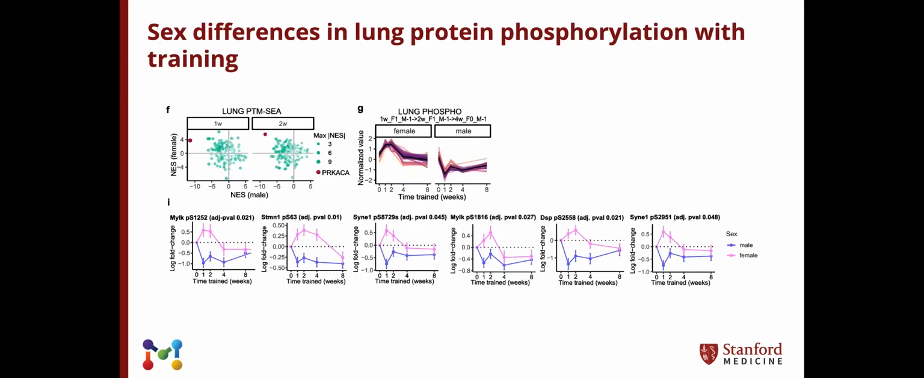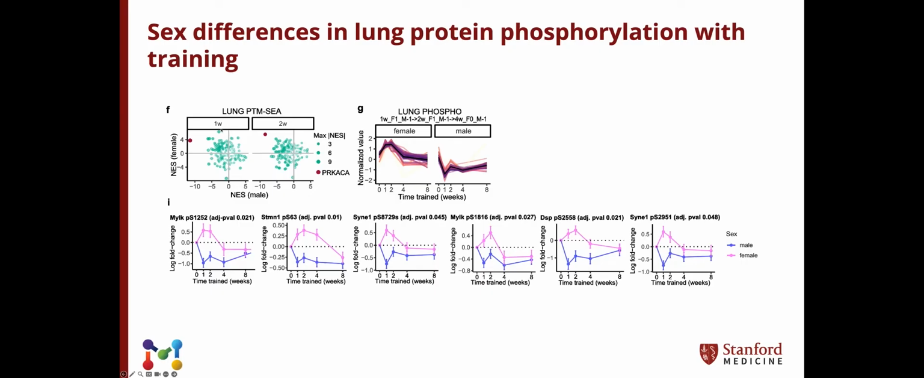Another key sex difference that we saw was in the lung phosphoproteomic data. So looking at lung phosphosites, we can do something similar to a gene set enrichment analysis, but with post-translational modifications. So this is a post-translational modification set enrichment analysis, where we look at the different phosphorylation sites that changed and map that back to known kinases. So kinases that are known to affect some of these sites.